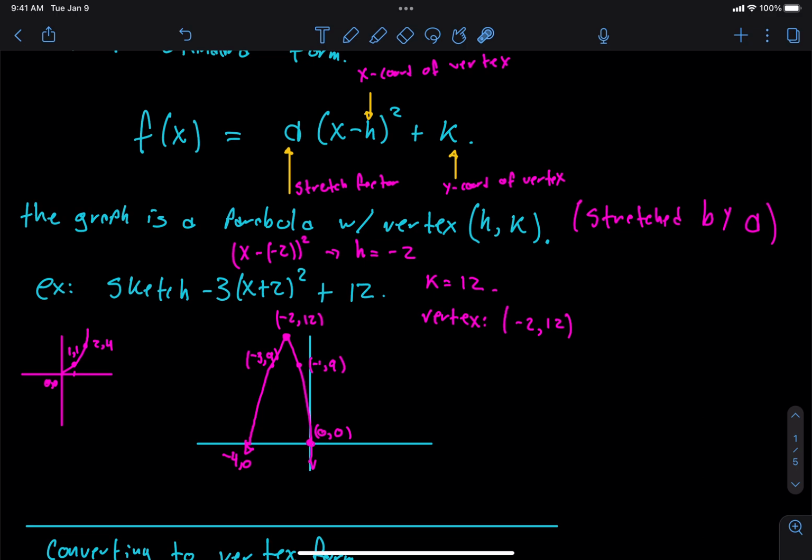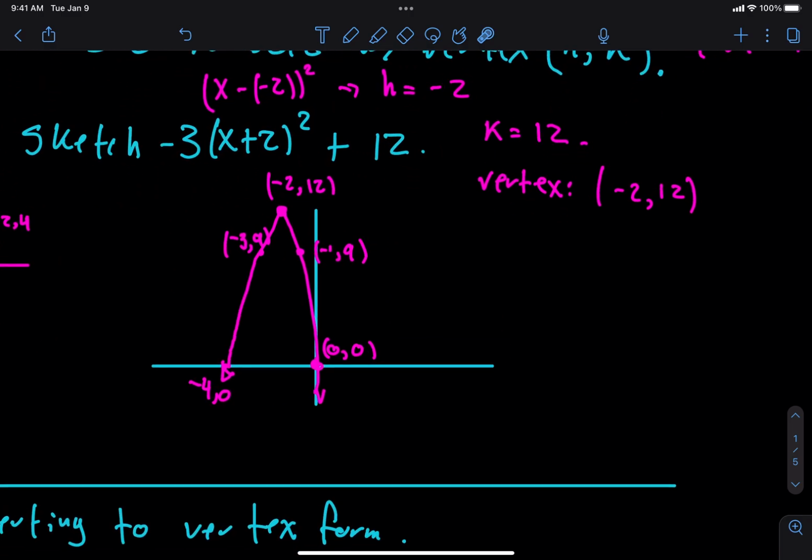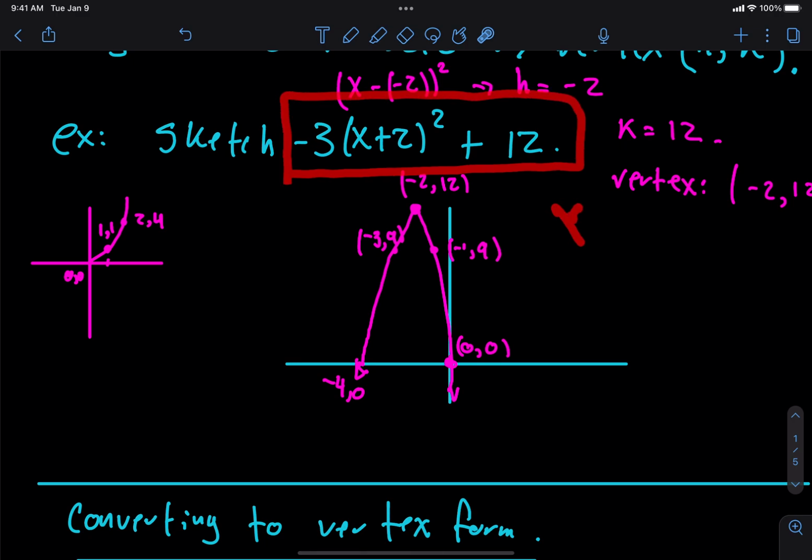Yes. Can you go over how you got the bottom 2 points again, the 0, 0, and the -14? Sure. The way I'm doing it is I'm viewing this as a transformation of the function x squared.